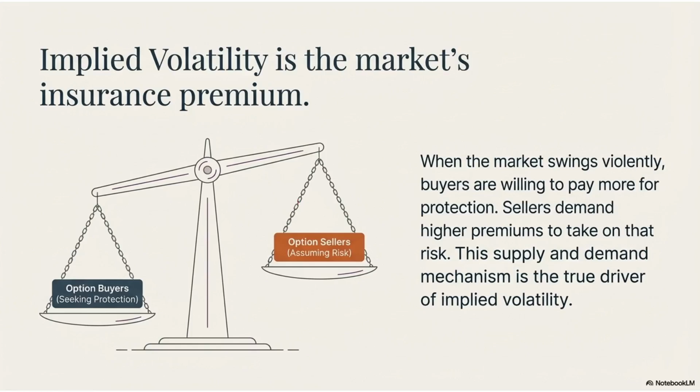At the end of the day, implied volatility operates like an insurance premium. When markets swing violently, buyers are willing to pay a premium to protect their portfolios. Also, option sellers demand higher premiums to take more risk. Simple supply and demand here, and that's what drives the implied volatility.